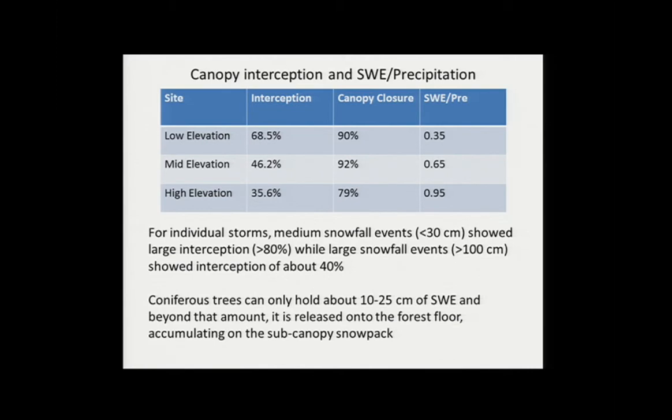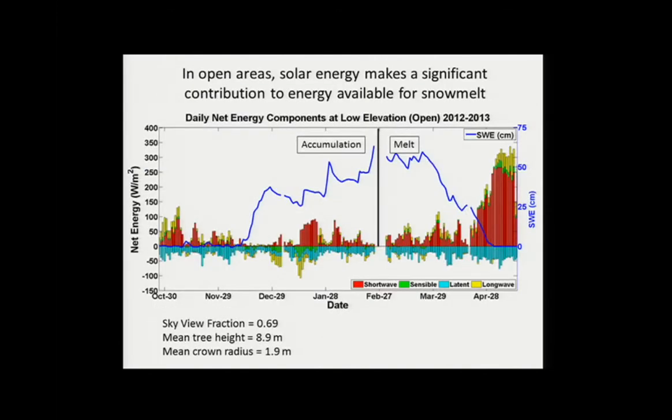So that we have to take into consideration as well. Also, we're getting less snowfall and more rainfall at those low and mid-elevation sites. That's the SWE, snow water equivalent, to precipitation. And I want to show two graphs that are a little complicated, but I hope you'll get them.